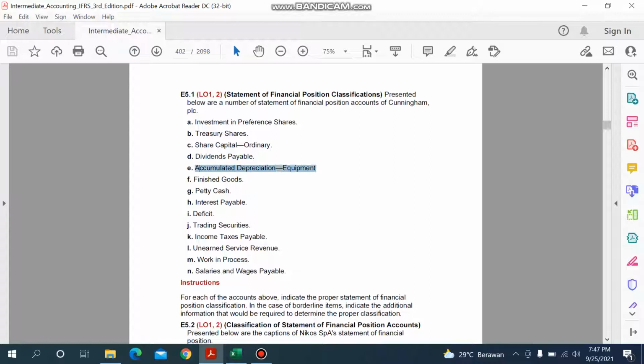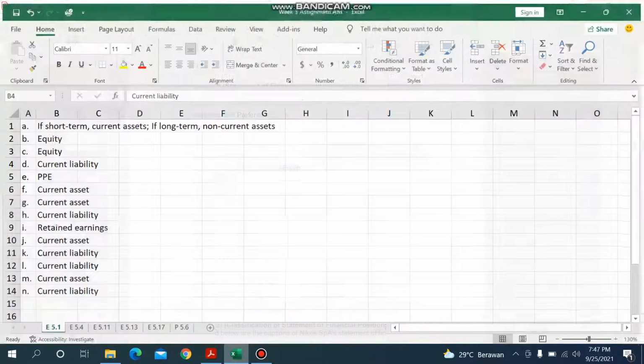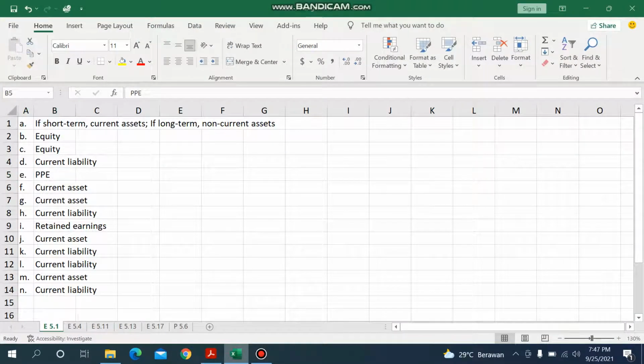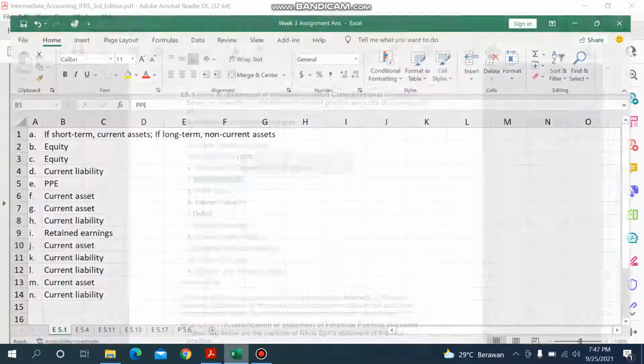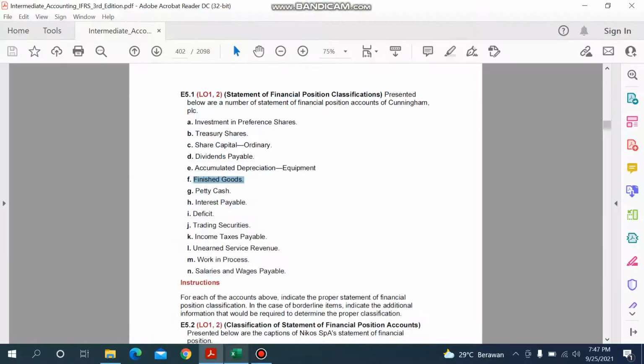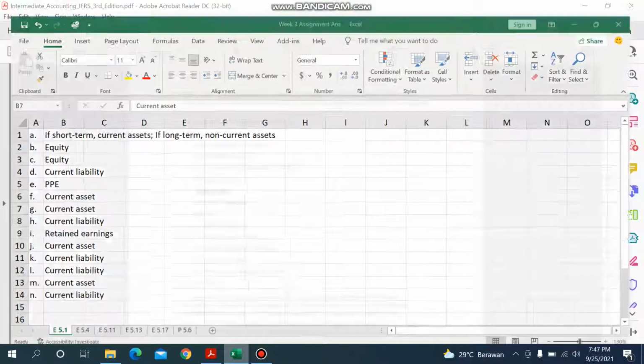And then E, accumulated depreciation equipment. It is a contra asset account under PPE, or property, plant and equipment. And then F, finished goods. It is under current asset. And then G, petty cash. Petty cash is cash in a smaller amount that is usually used by the company to pay small expenses. So of course it is under current asset also.